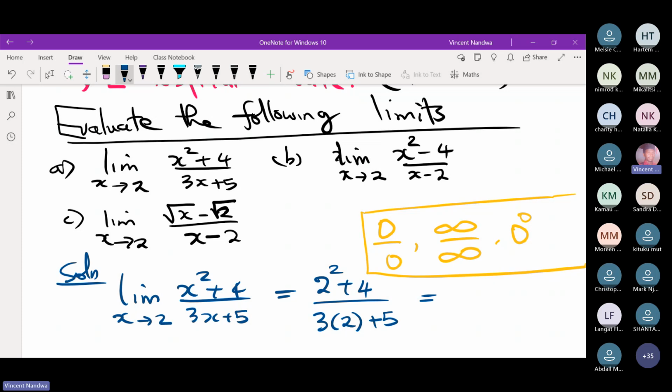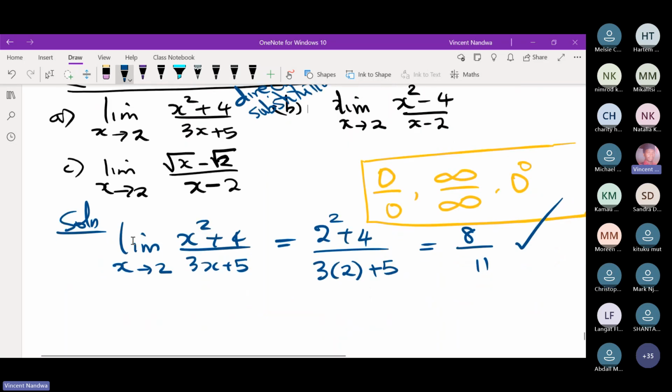Denominator? 11. So 8 over 11 is actually a defined fraction, so there's no problem with that fraction. Therefore, the answer to this limit is 8 over 11. So this one has been solved by just direct substitution, which is the method that gives the answer.